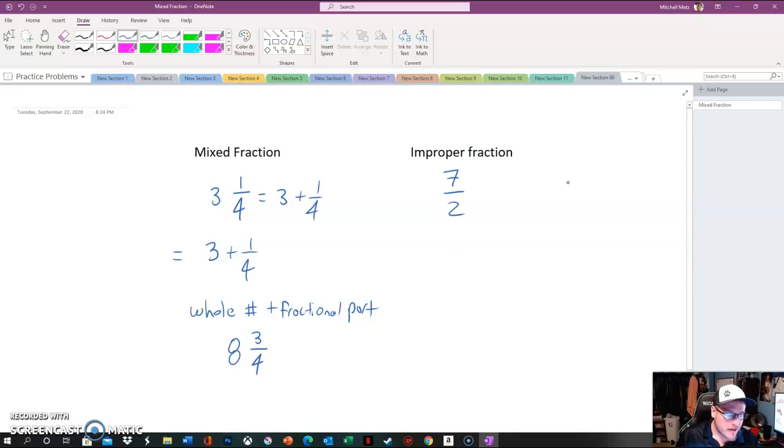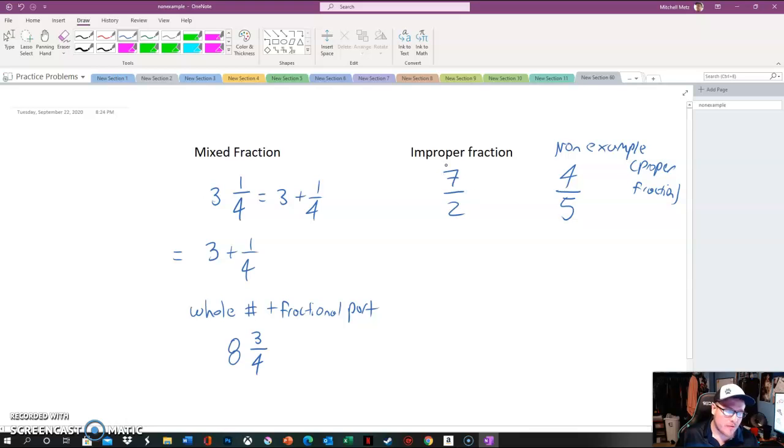Let me give you the opposite. If instead I had 4/5, this is a non-example. This is called a proper fraction. Basically, because the top number is less than the bottom number, the numerator is less than the denominator, this is a proper fraction. This is not an improper fraction.